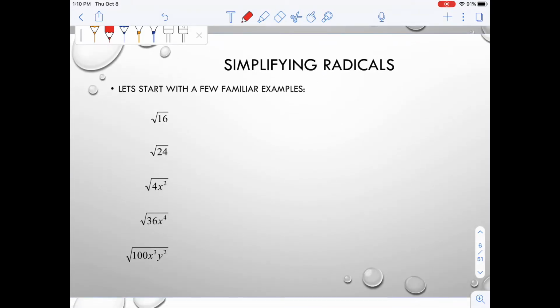So let's do a couple of examples here. If I have the square root of 16, what number times itself equals 16? It's going to be 4 squared. Thus we get 4. If you know that, you can go straight to here.